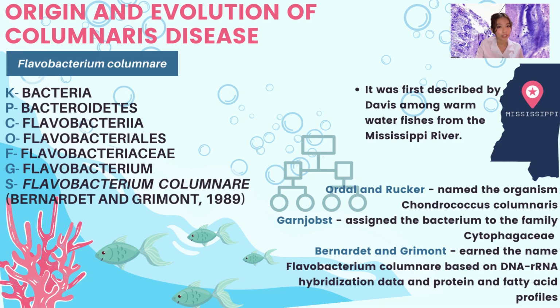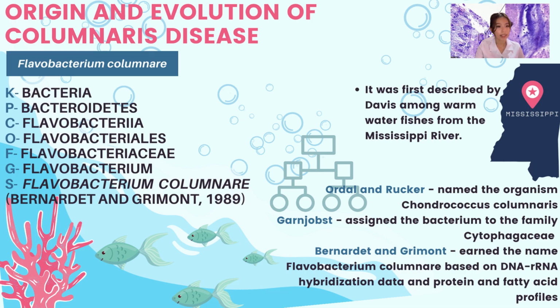Garnjobst assigned the bacterium to the family Cytophagaceae and named it Cytophaga columnaris after isolating a pathogenic bacterium resembling Chondrococcus columnaris morphologically, but not producing microcysts. Bernardet and Grimont reclassified the organism and placed it in the family Cytophagaceae and the genus Flexibacter, assigning it as Flexibacter columnaris. Finally, in 1996, the bacterium received its current name, Flavobacterium columnare, based on DNA and rRNA hybridization data and protein and fatty acid profiles.